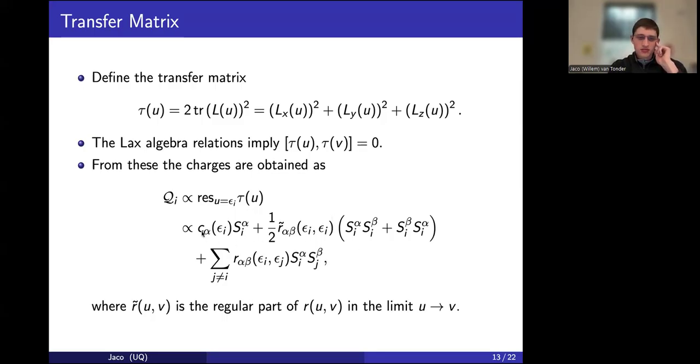The shift element, like I said before, gives us the magnetic field components. We get the interaction coefficients from the R matrix, and then simply from the regular part of the R matrix, we get the self-interaction terms that we saw.